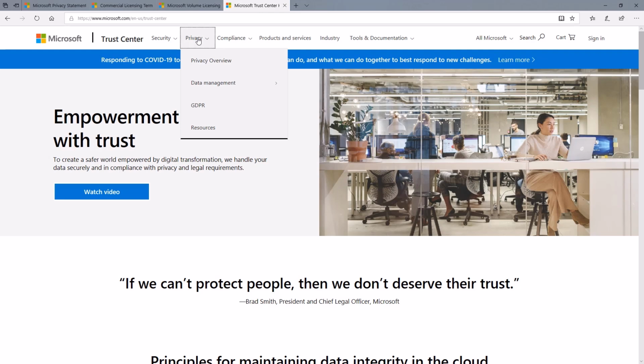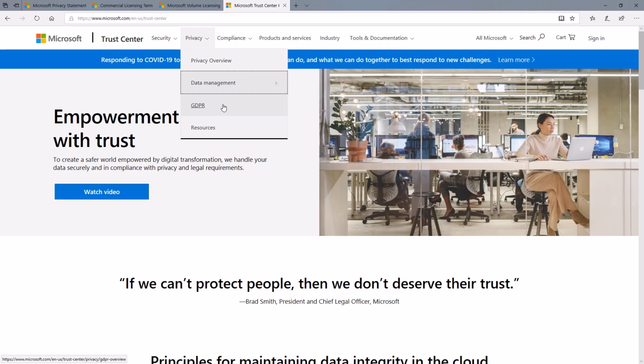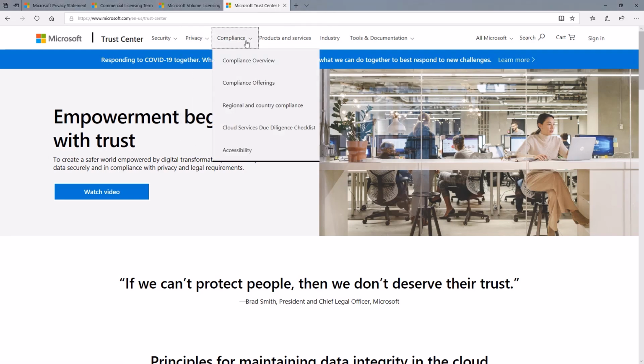We've got privacy. So we have got an overview, data management, GDPR, that is the General Data Protection Regulation in the European Union, and again, more resources. Compliance. So we have some offerings, an overview. We'll have a look at the offerings in the next video. And then regional compliance and country compliance, and then a checklist.